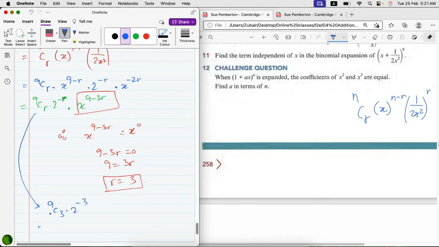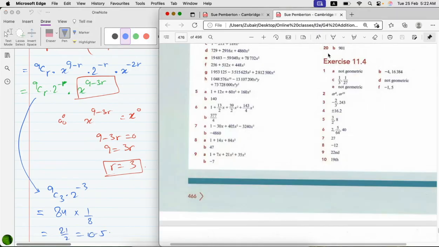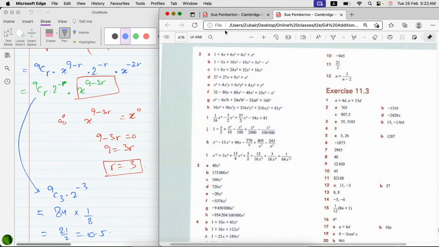So how did we expand it from the first part to the second part though? So it's 9Cr times x^(9−r) and then times 2^(−r) times x^(−2r). See, this is the generic term. This is 21 by 2. Let me just confirm and I'll explain. Yeah, 10.5.